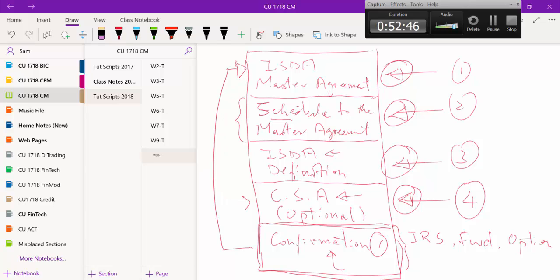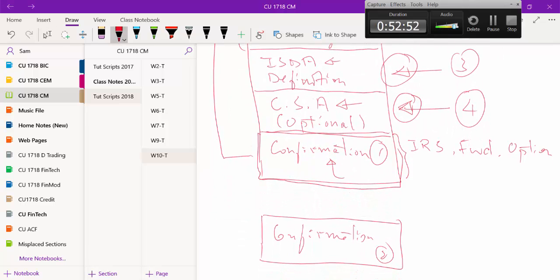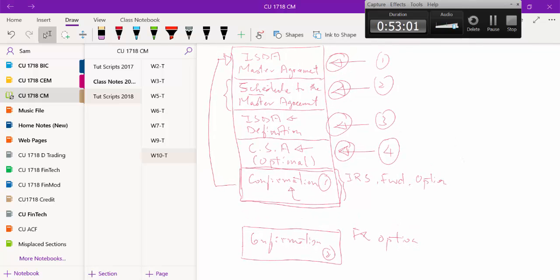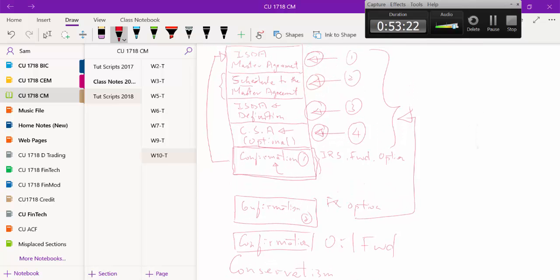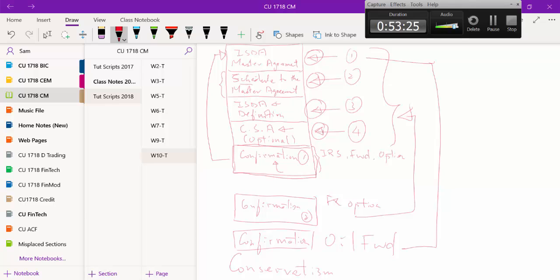But anyway, that means this time you are doing an IRS. Next time you might be doing an FX option. And then that FX option will have another confirmation, and it will again refer to this bunch of documents. And then after that, maybe you have an oil forward contract. So that will again have a confirmation with just the standard terms for that trade, and it will again refer to this master agreement, which you only need to negotiate one time.